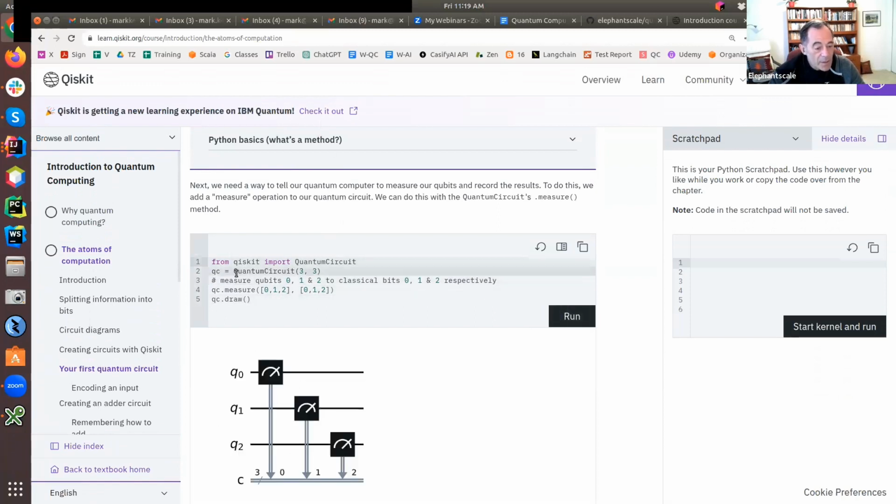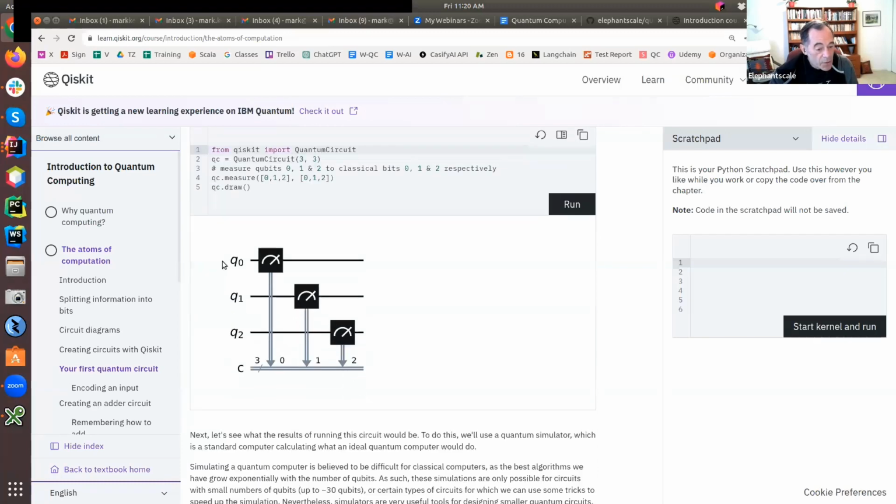Okay, it runs. It builds a quantum circuit of 3 qubits and 3 regular bits, and then it says now measure them. And when you measure, you understand that qubit 0 is mapped to regular bit 0, 1 to 1, 2 to 2, that's natural. You could do measure all, and you can experiment with this. So you see there are 3 qubits, and they're all measured.